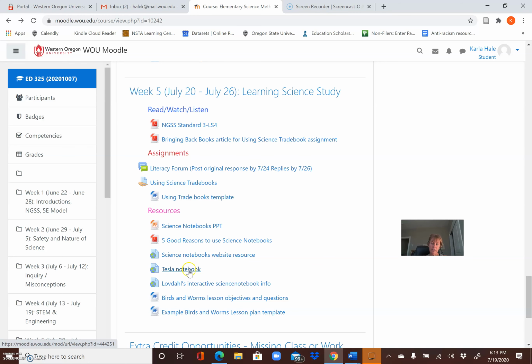resources. This is actually Tesla's science notebook, so it gives you an idea of how scientists use notebooks. And then this one actually also, I think, has examples of how real scientists use their notebooks.